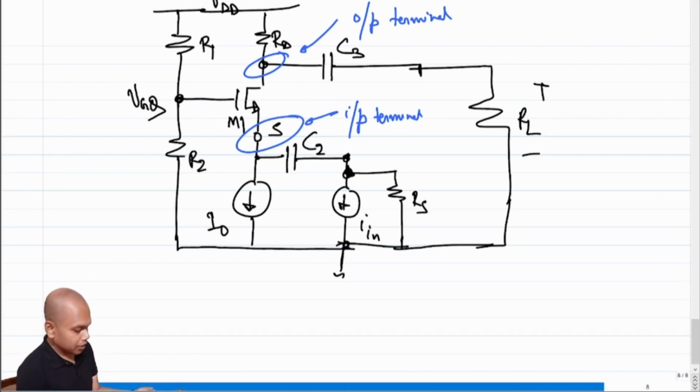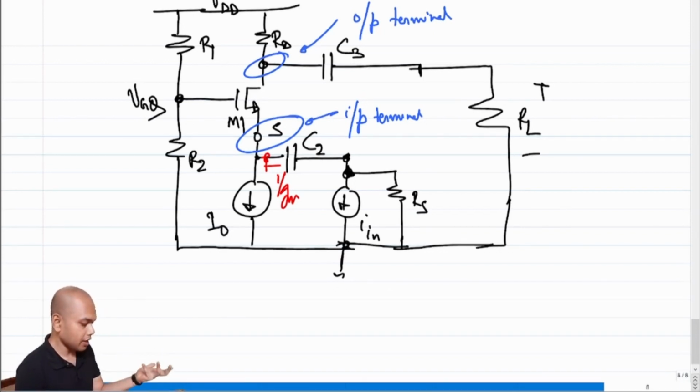What is meant by input impedance? Input impedance is the impedance looking into the input terminal. Incremental impedance looking into the input terminal is what? Again, we have done this multiple times. This is 1 over Gm. Correct? So how much current will flow into the source?